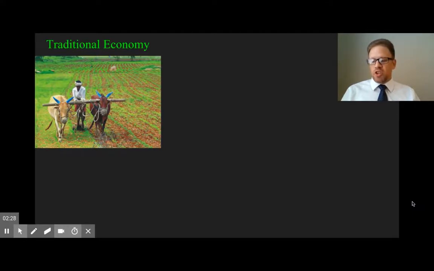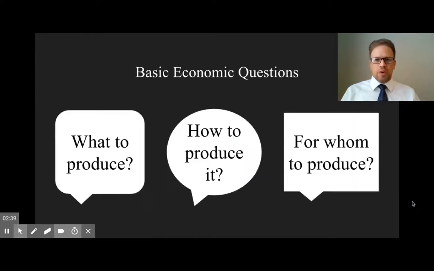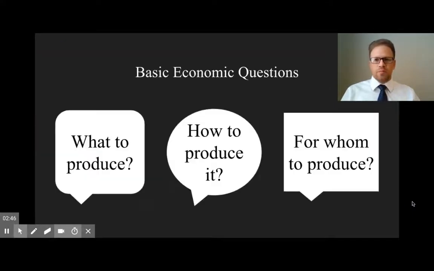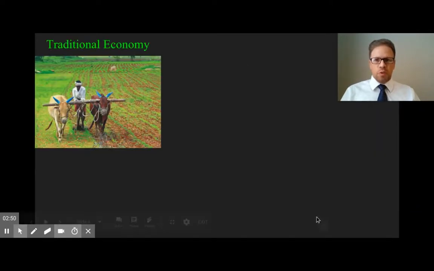To start, a traditional economy. In this type, major production and distribution decisions are determined by customs and traditions. So you answer those three questions based on what we have done in the past. What is the tradition? What is the custom? What to produce might just be, well, we're going to farm because that's what we've always done. How are we going to do it? We're going to do it this way because that's the way we've always done it. For whom are we producing? Well, we're trying to stay alive.